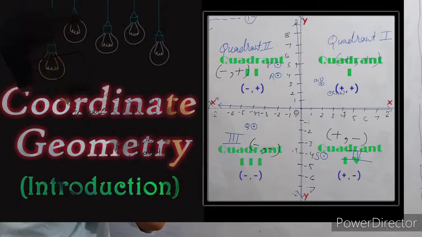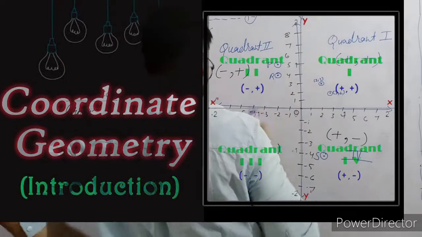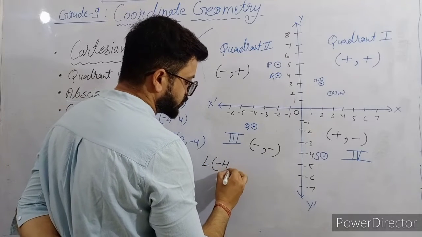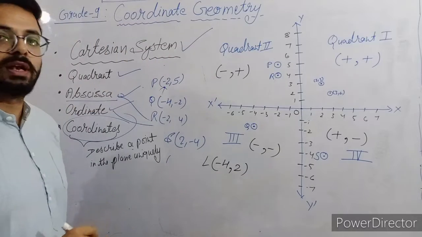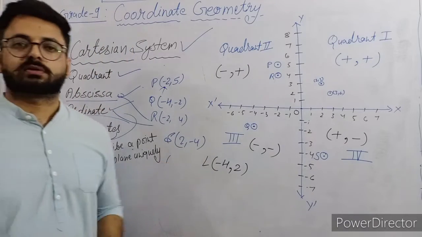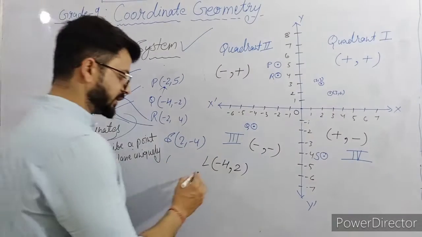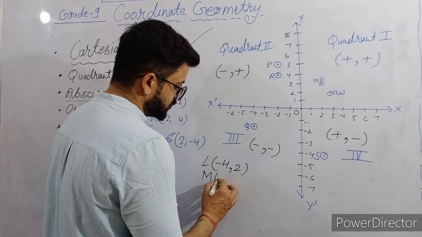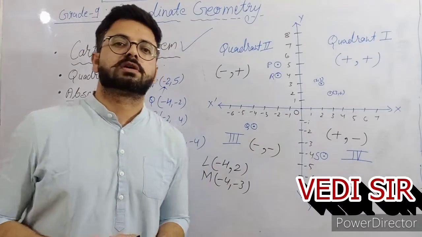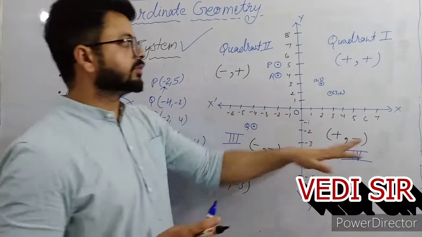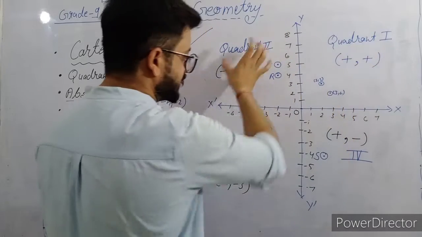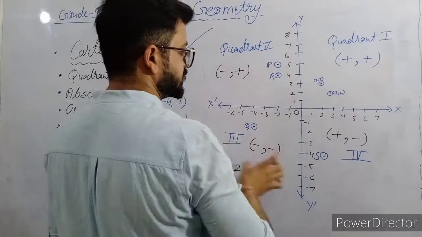Now you tell me, without drawing on the graph, this point I'm writing here, point L: minus 4, 2. In which quadrant will it lie? Minus and plus: second quadrant. No need to draw on the graph. Suppose another point, minus 4, minus 3. Both are negative, so they will lie in the third quadrant. So note down all the things: first the Cartesian plane, then the quadrants, and then the signs.